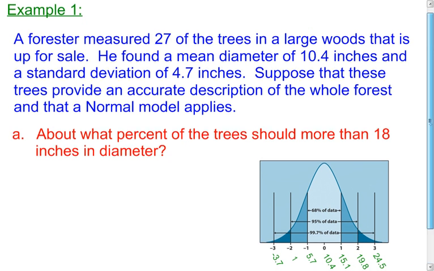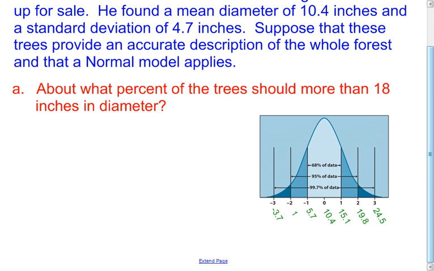So what I did is I put that on the normal curve down here. I put the mean on the 0 and then I went up 4.7 inches every time I moved one standard deviation to the right, and down 4.7 inches every time I moved one standard deviation to the left. The question is about what percent of the trees should be more than 18 inches in diameter. The problem is, if this is 15.1 and this is 19.8, 18 inches is going to be about right there or so, which doesn't happen to fall on a whole number standard deviation.